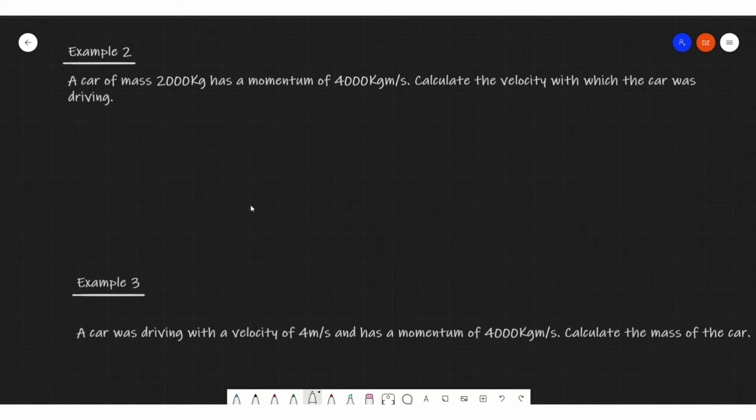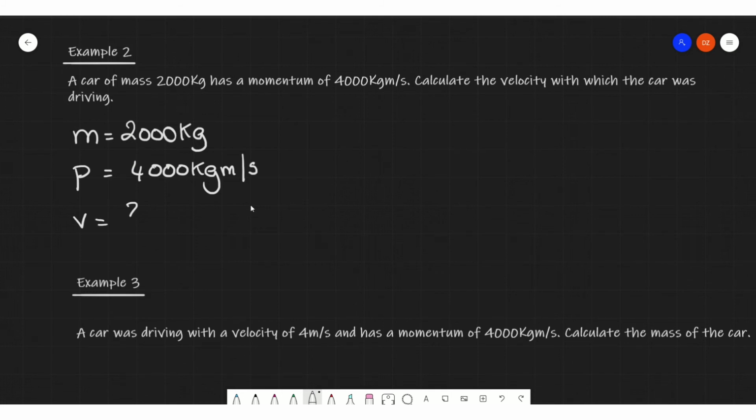Example 2 asks us to calculate the velocity with which a car is driving. So, let's read the question. A car of mass 2,000 kg has a momentum of 4,000 kg meters per second. Calculate the velocity with which the car was driving. Again, we write down the quantities provided. So we are provided with mass, which is equal to 2,000 kilograms. We are also provided with the momentum, which is 4,000 kilograms meters per second, and we need to find the velocity.